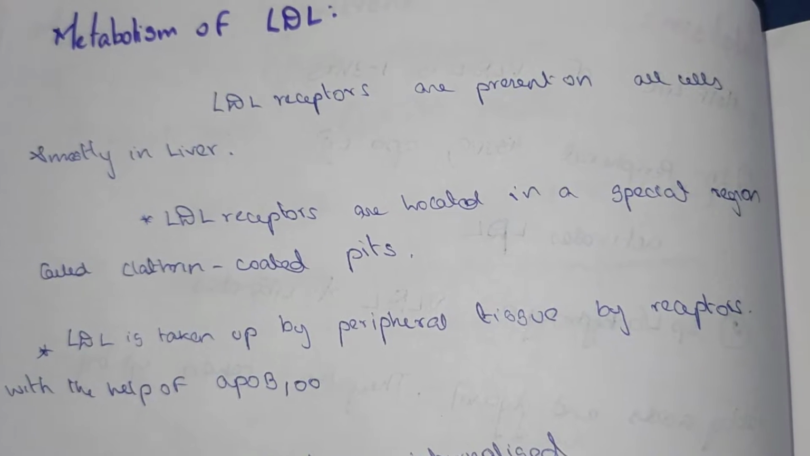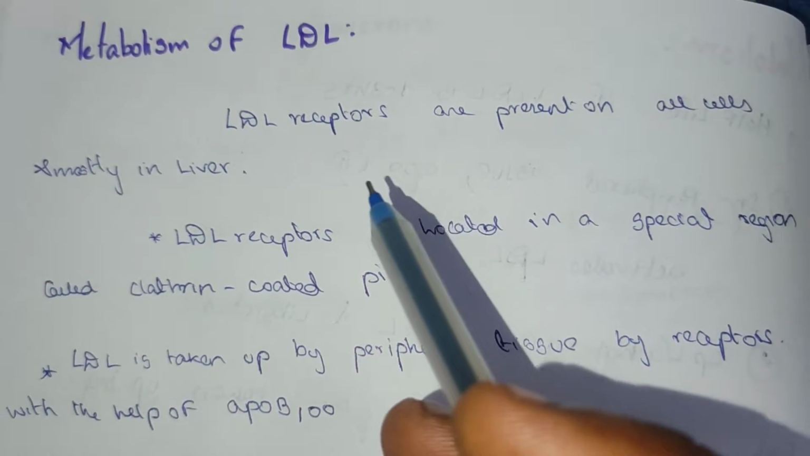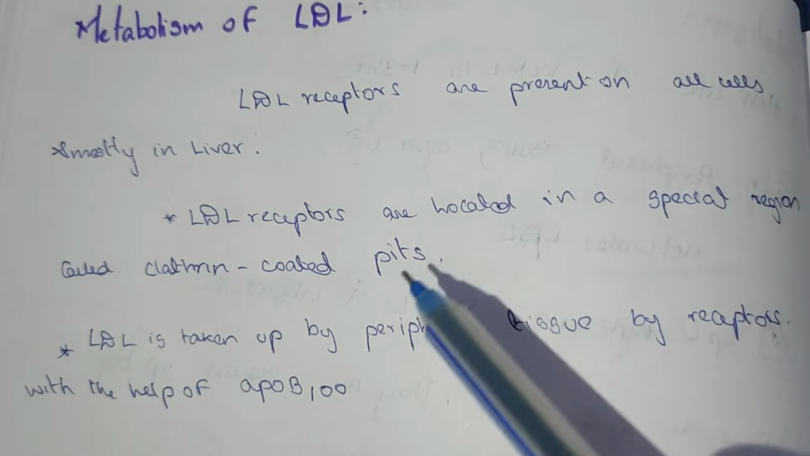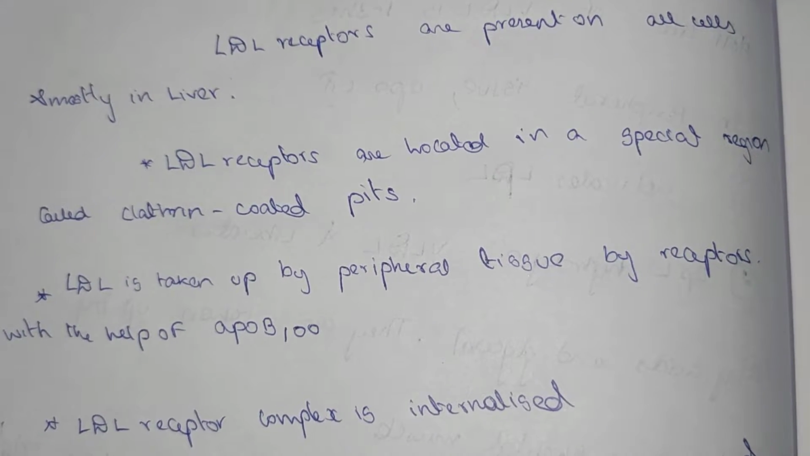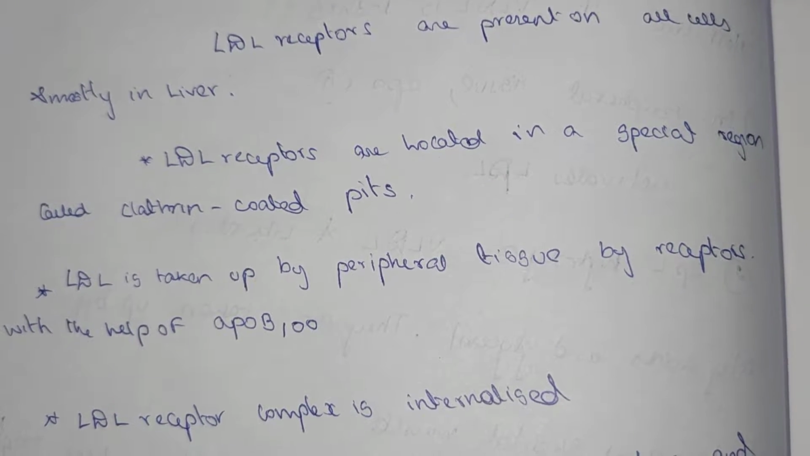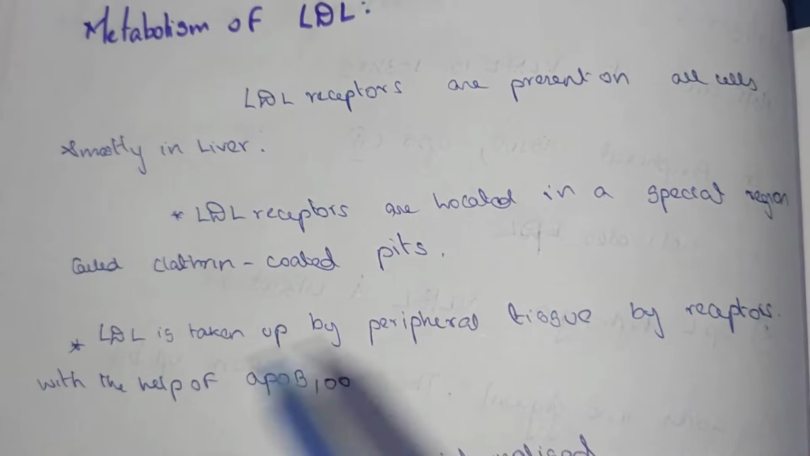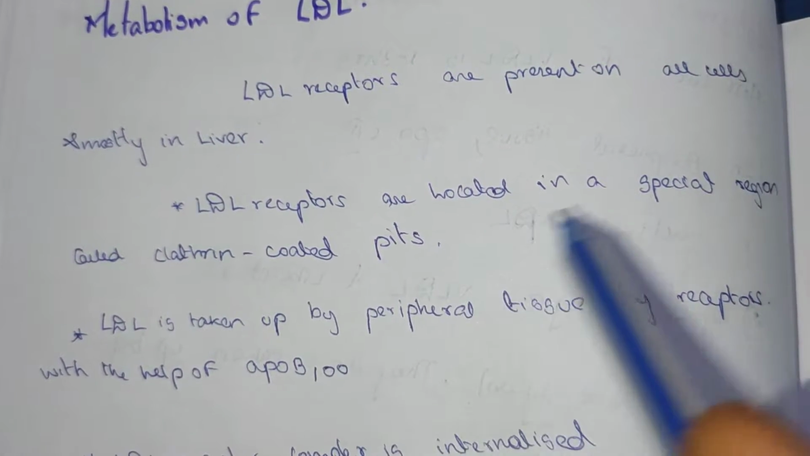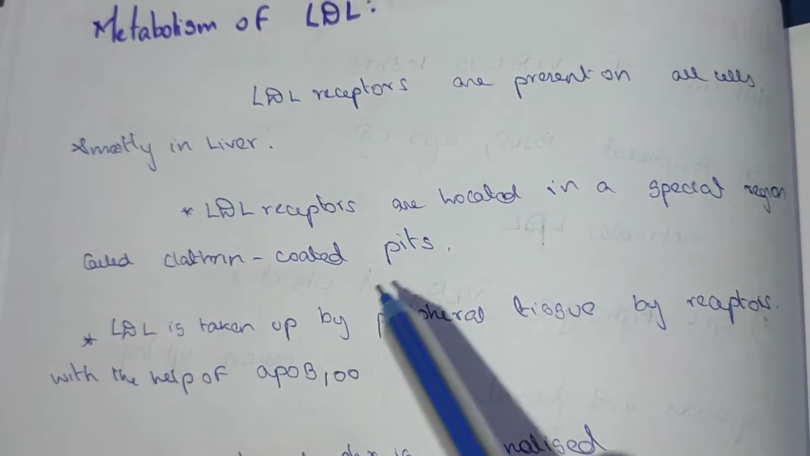Now we will see the metabolism of the low density lipoprotein. LDL receptors are present on almost all cells, mostly in the liver. The LDL receptors are located in a special region called clathrin coated pits. This is the region where the LDL receptors are mostly present.